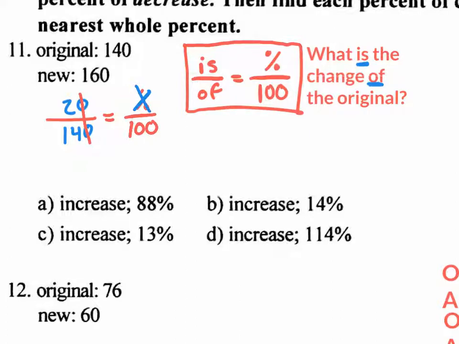140 divided by 10 is 14. You could even reduce further if you wanted to. 2 over 14 reduces down to 1/7. And then you cross multiply.